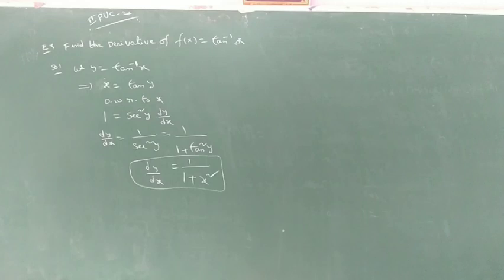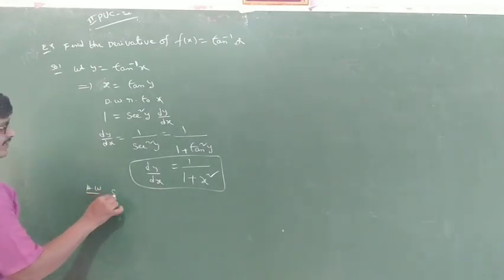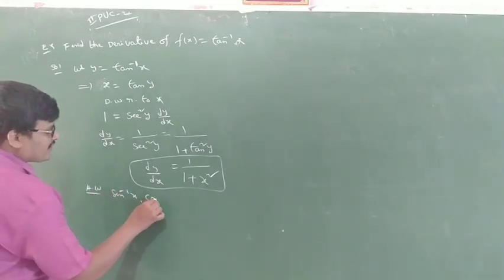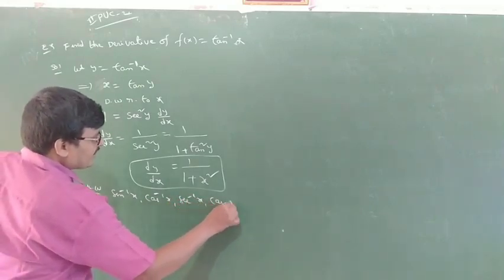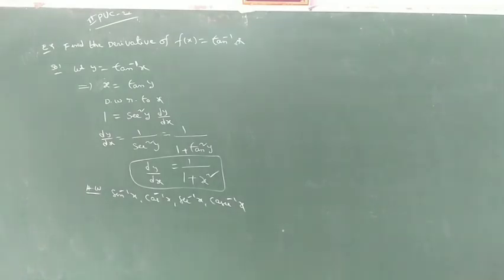In the same way, the remaining ones, sin inverse x, cos inverse x, secant inverse x, cosecant inverse x, are homework with the same procedure. Simple. First take y and convert it into the trigonometric function. The derivative of sin y is cos y into dy by dx. So cos y is equal to what? Root of 1 minus sin square y.